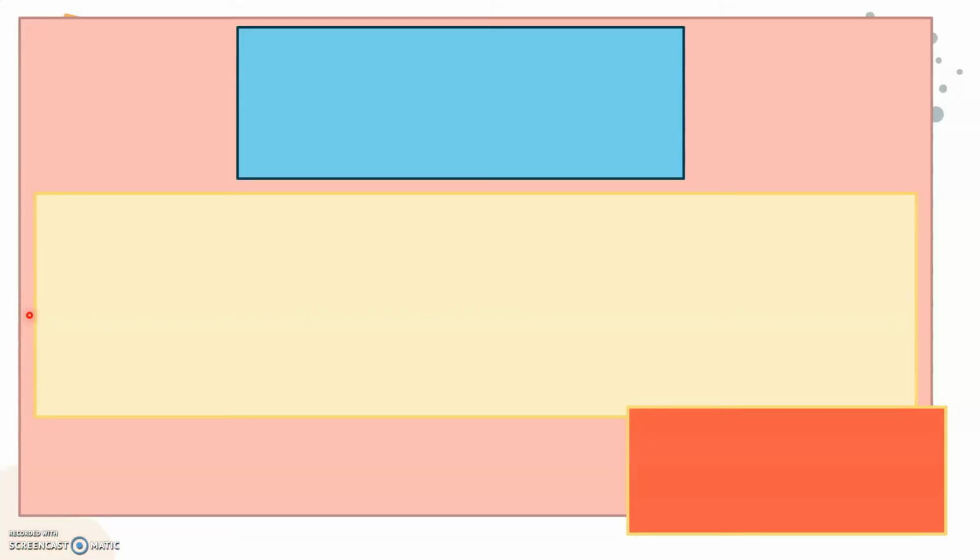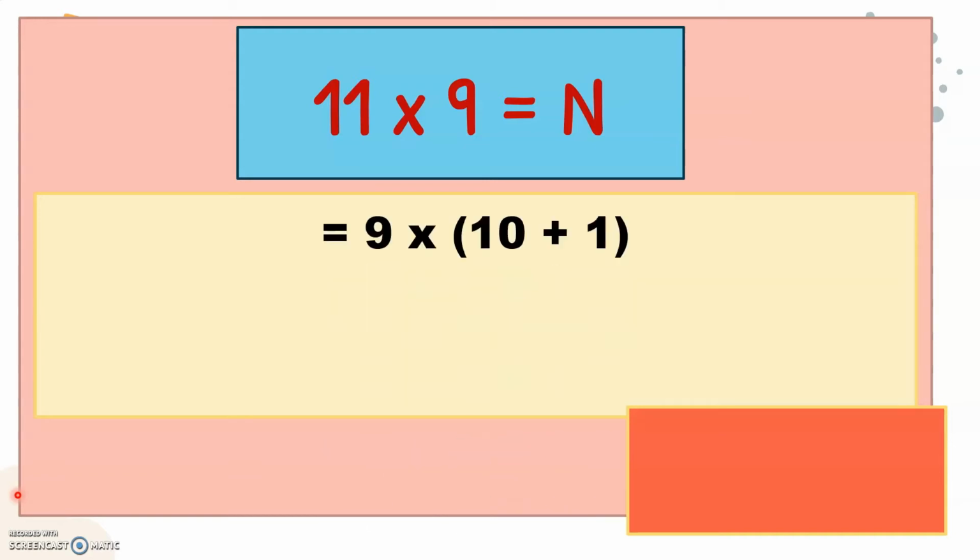So let's go back to our equation again. 11 times 9 is equal to n. Using the distributive property of multiplication, we can break up our 2 digit factor into the sum of the value of its digits. So 11 can be written as 10 plus 1. Then we will multiply this by our 1 digit factor. So we'll have 9 times 10 plus 1.